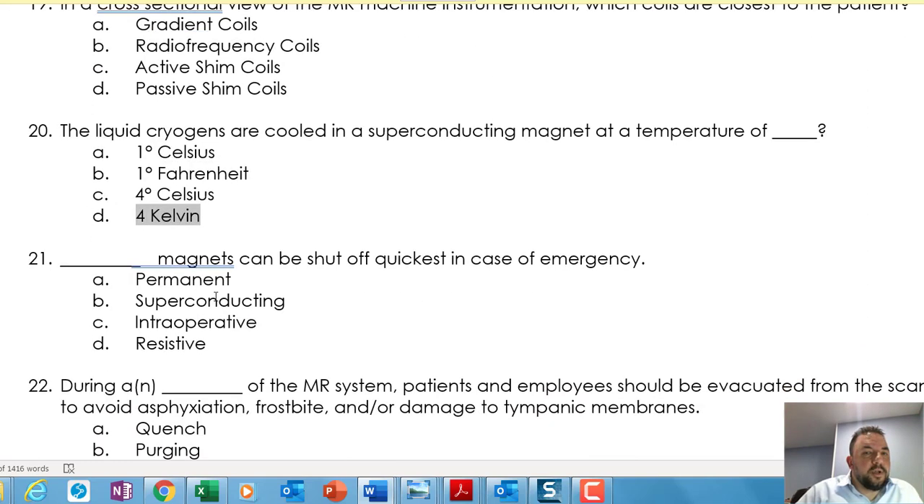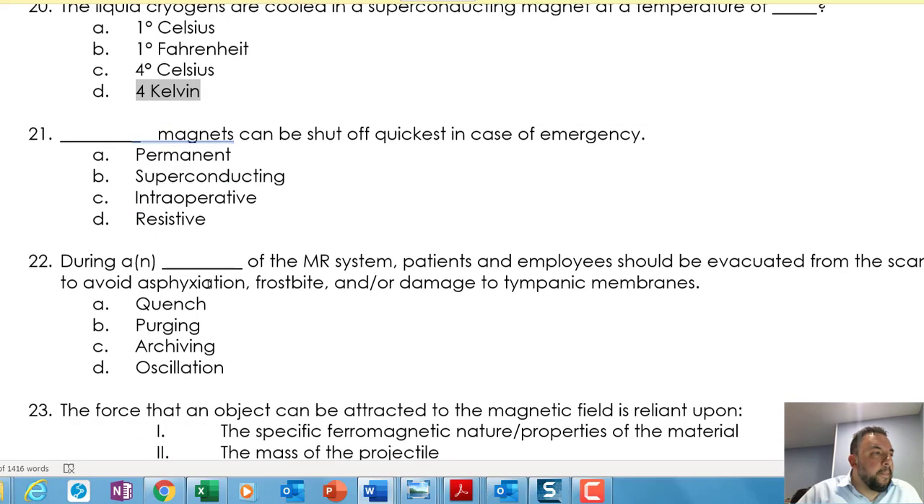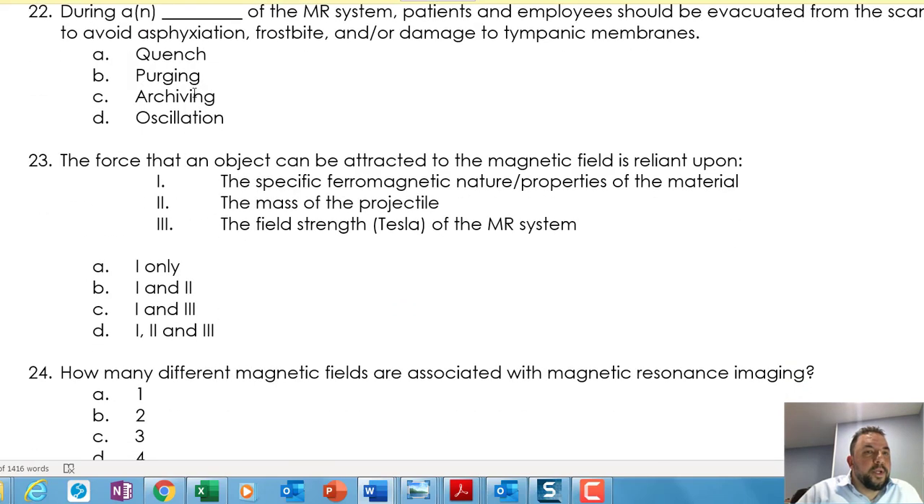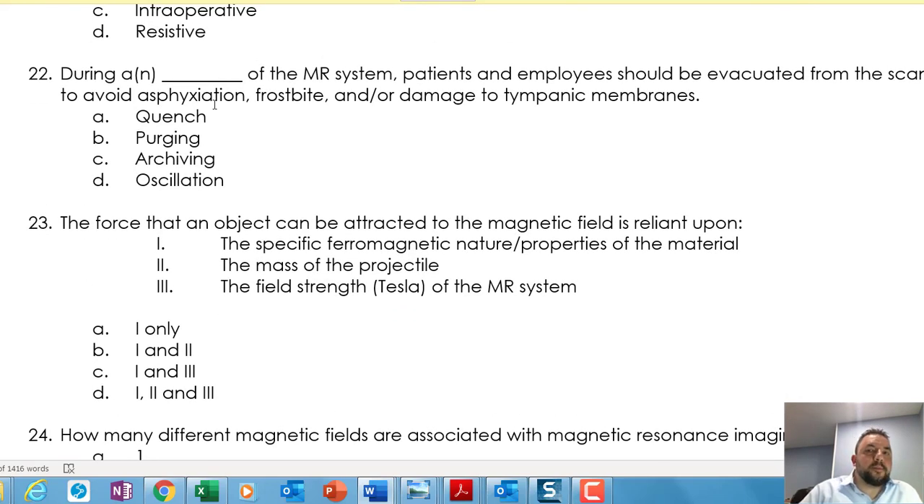Resistive magnets can be shut off quickest in case of emergency. During a quench of the MR system, patients and employees should be evacuated from the scan room to avoid asphyxiation, frostbite, and damage to tympanic membranes.